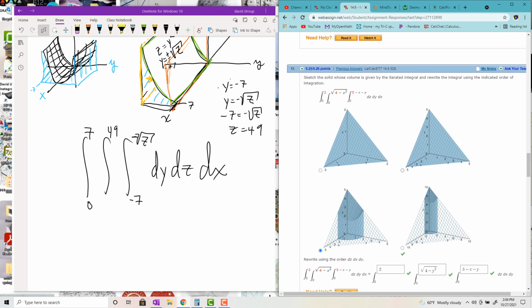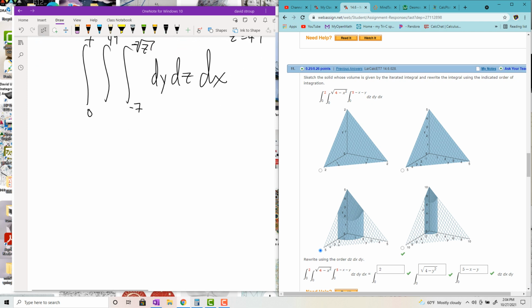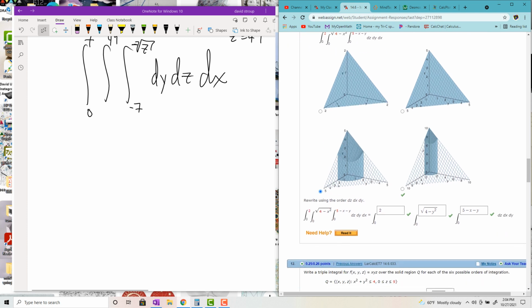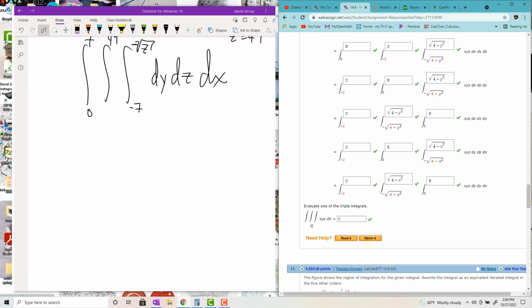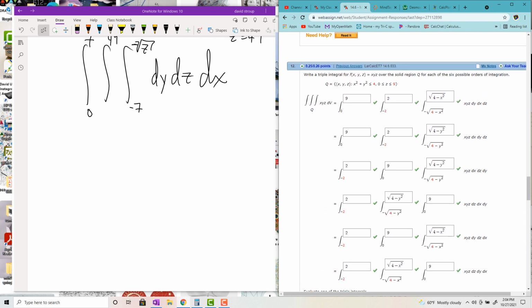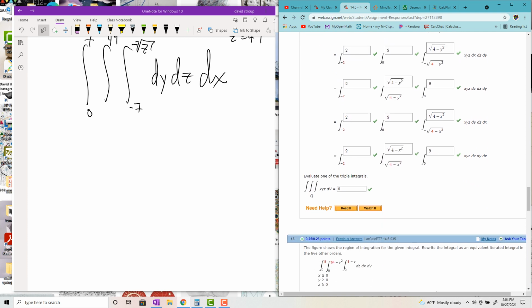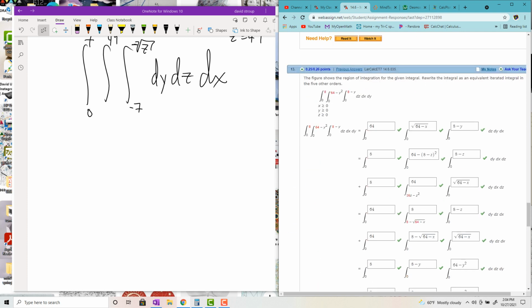How about this guy? What are we doing? Sketch the solid given by the integral. I think that one isn't so bad. These can be kind of nasty, right? These ones where we're finding all orders of integration. This first one, I think you're going to be able to do it. I'm hoping you'll be able to do it. So I'm going to go and look at the next one, number 13, which is a lot harder.